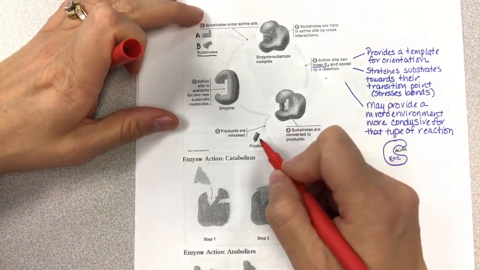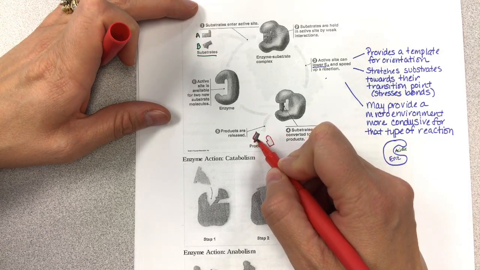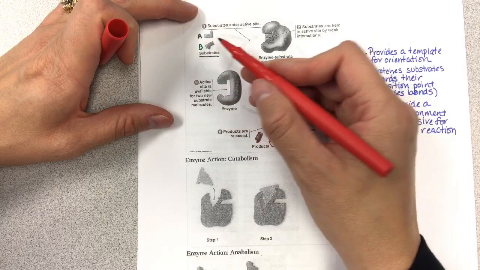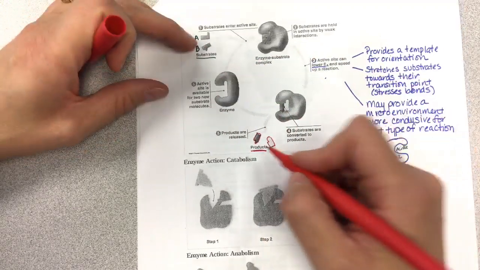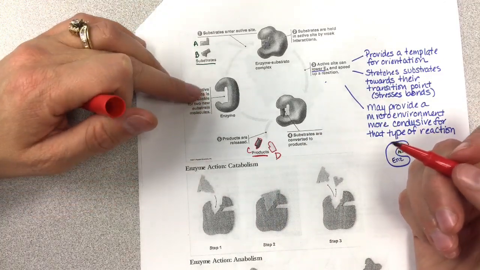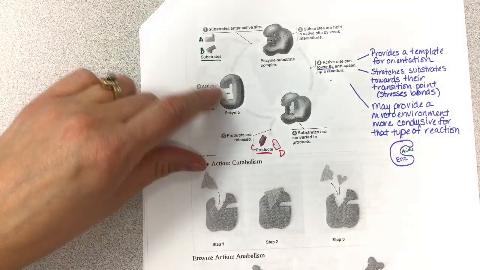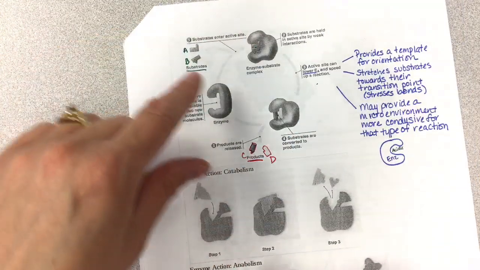So now we have our two molecules here that are different. They're trying to show you they're different. Here they have different shapes. And now we have our products, products C and D. And then the enzyme is not used up, and the enzyme can go find new substrates and convert them to product, and so on and so forth.